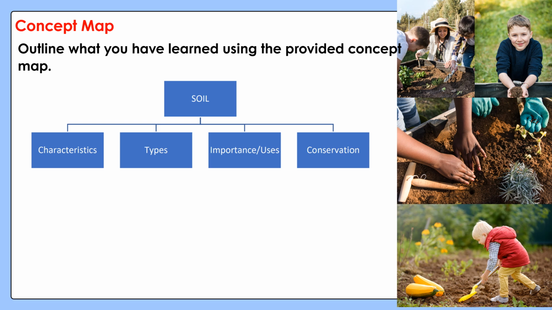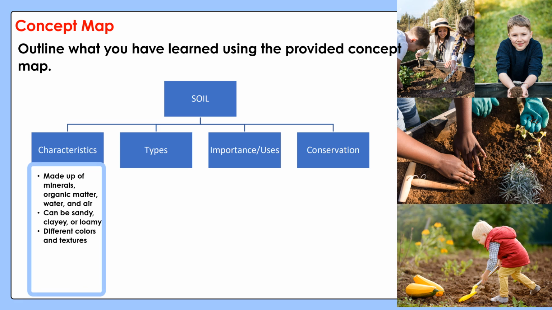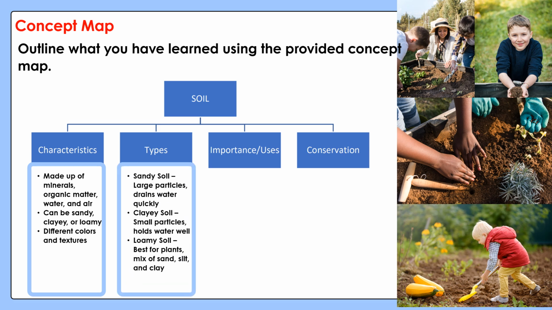Let's have first characteristics. Made up of minerals, organic matter, water, and air. Can be sandy, clayey, or loamy. Different colors and textures. Types: sandy soil, large particles, drains water quickly. Clayey soils, small particles, holds water well. Loamy soil, best for plants, mixed of sand, silt, and clay.